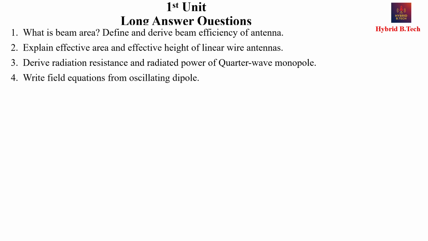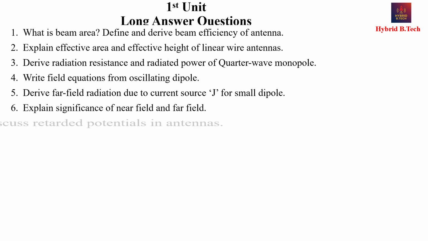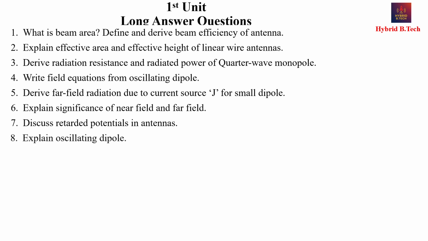Fourth one, write field equations from oscillating dipole. Fifth one, derive far field radiation due to current source J for small dipole. Sixth one, explain significance of near field and far field. Seventh, discuss retarded potentials in antennas. Eighth one, explain oscillating dipole.